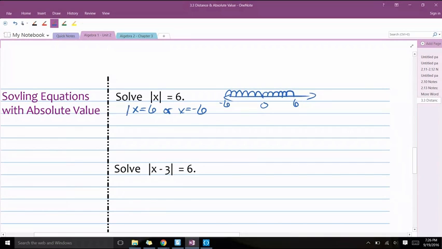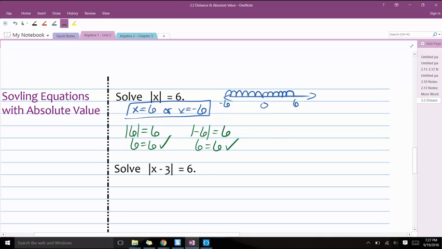Okay, if you don't believe me, let's go ahead and check. Let's plug those each in. So what's the absolute value of 6? It's 6. So 6 equals 6. Great job. Okay, let's test our other one, because this is how we check our solutions, right? What's the absolute value of negative 6? Well, it's 6 spots away from 0, so 6 equals 6.